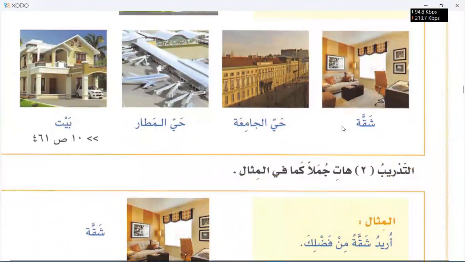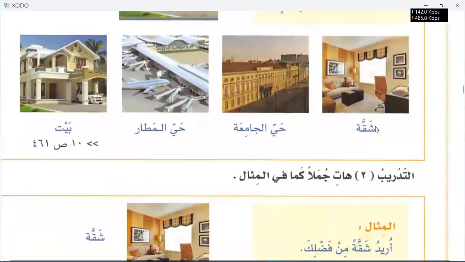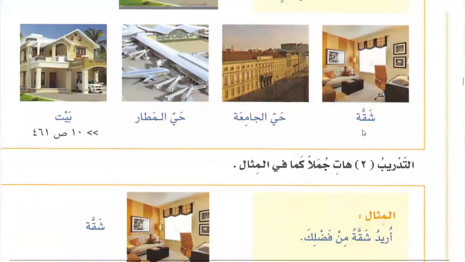Karima is female. Hal taskunina fi shaqqa? Do you live in an apartment? Naam, askunu fi shaqqa. I live in an apartment.